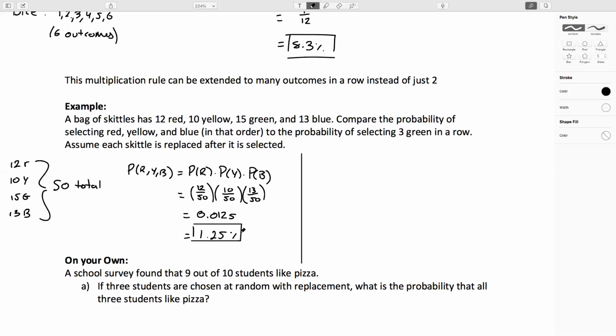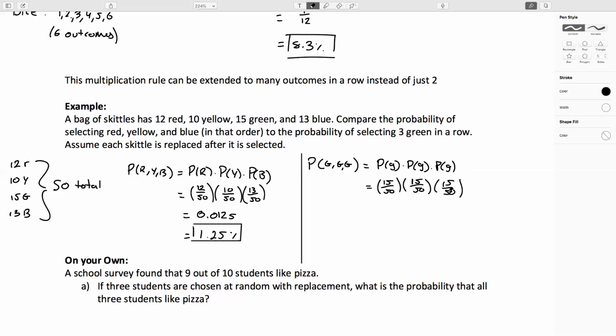So now let's see what the probability of just 3 greens is. It should be higher because there's more greens in the bag, so they're more likely to be pulled. The probability of green, green, green is given by the probability of a green times the probability of a green times the probability of a green. This is going to work out to 15 over 50, because there's 15 greens in the bag, times 15 over 50 times 15 over 50.